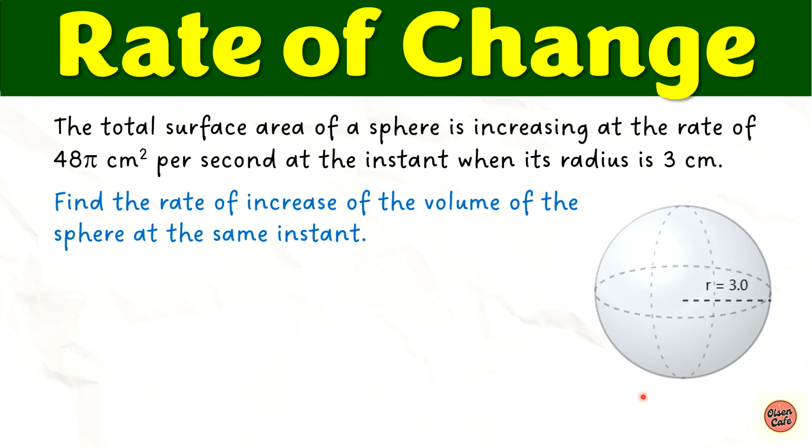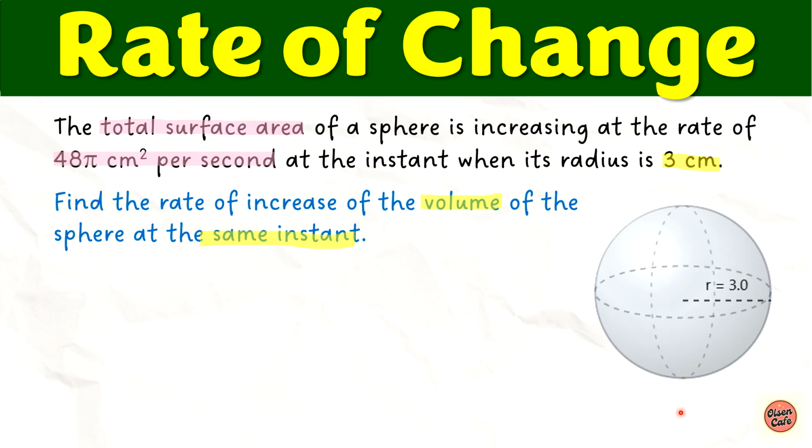Now let us understand this question. First of all, what is given is the total surface area, and this is given to be 48 pi centimeters square per second. Now what are we supposed to find? We are supposed to find the rate of increase of volume. And at what instant? At the same instant whereby the radius is equal to 3 cm.